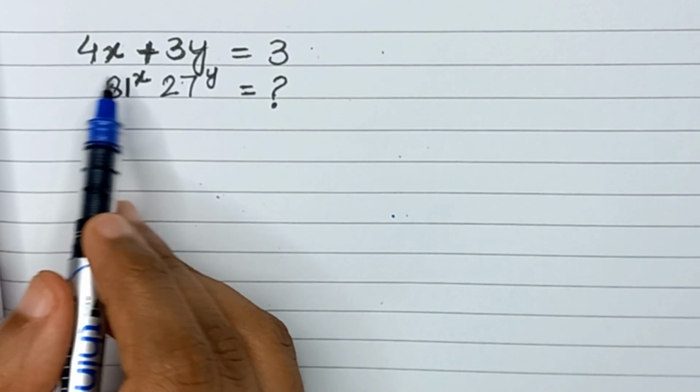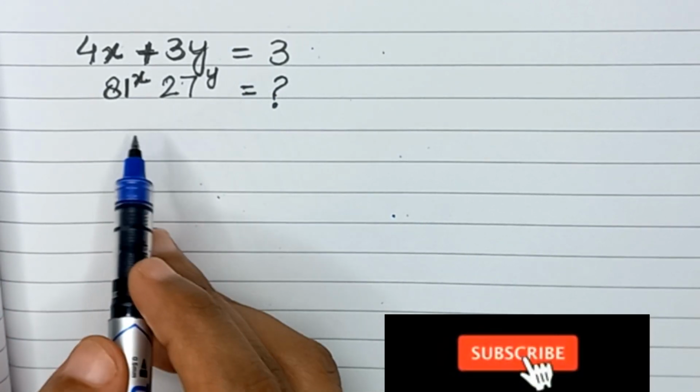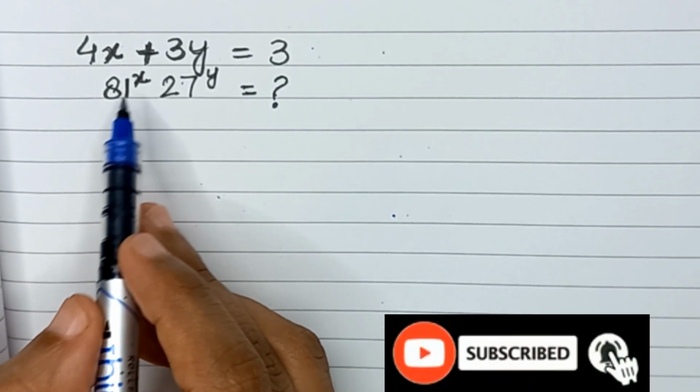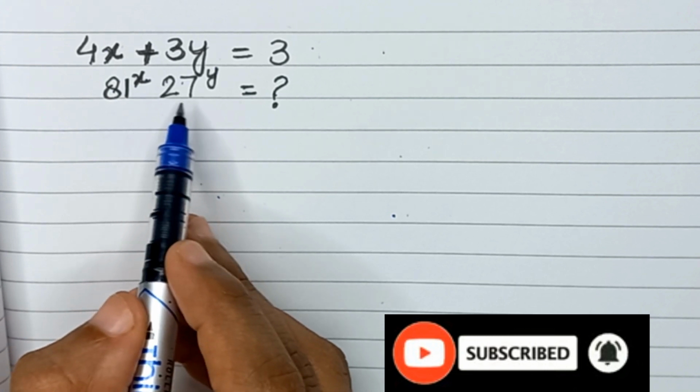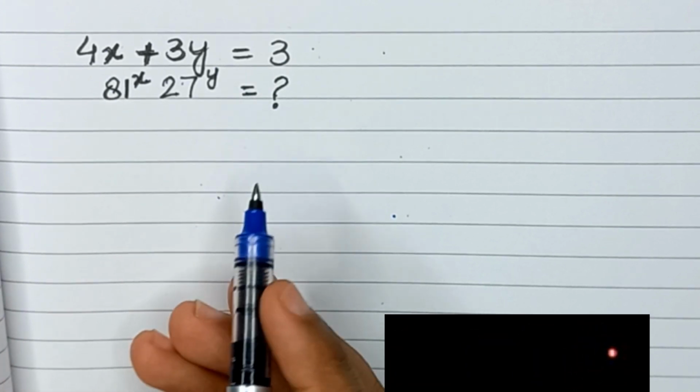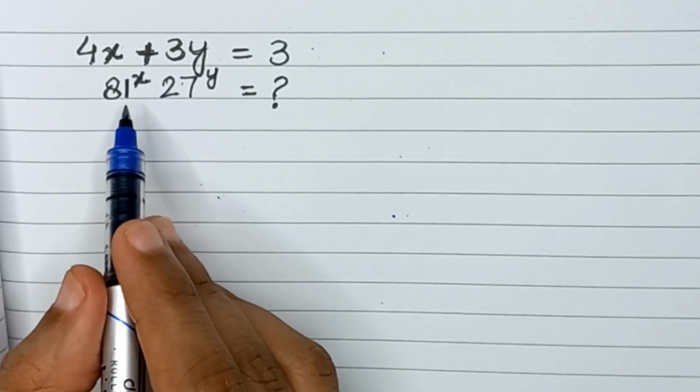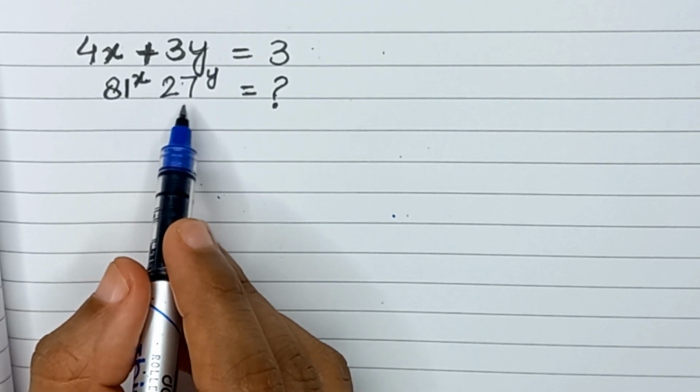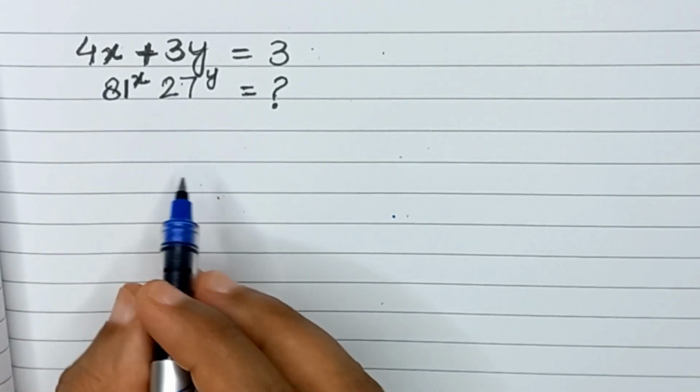Today I have a question. 4x plus 3y is equal to 3 and we have to find the value of 81 raised to the power x into 27 raised to the power y. So what will be the value of 81 raised to the power x into 27 raised to the power y?